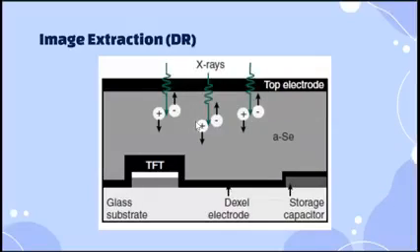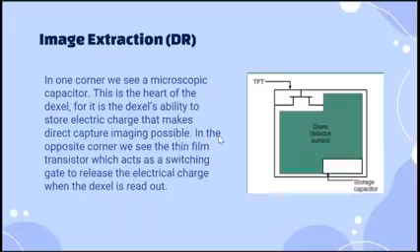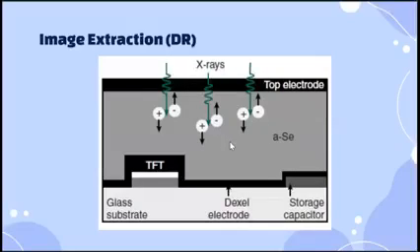So this is a cross-section view of this area here. This is a bird's eye view of the Dexel, and this one is the cross-section view. A thin 1 millimeter layer of semiconductor material, in this case the amorphous selenium, is used to convert radiation energy into electrical charge.